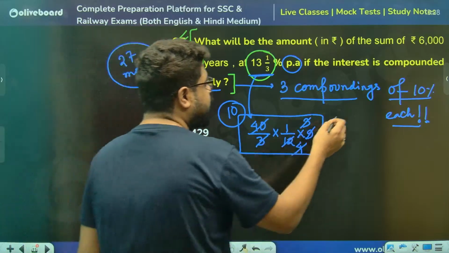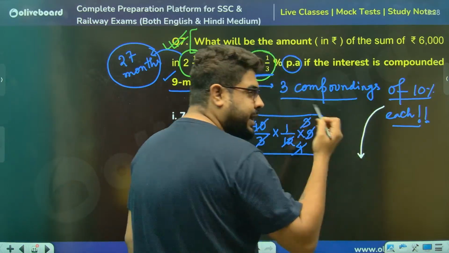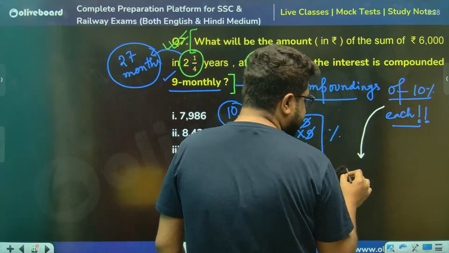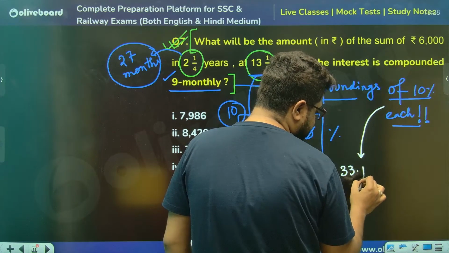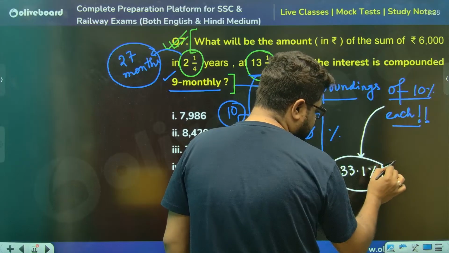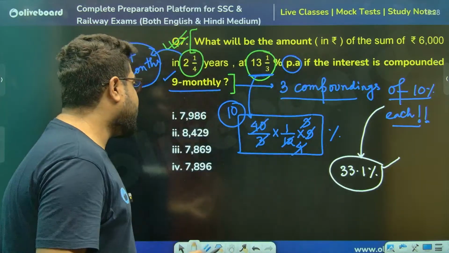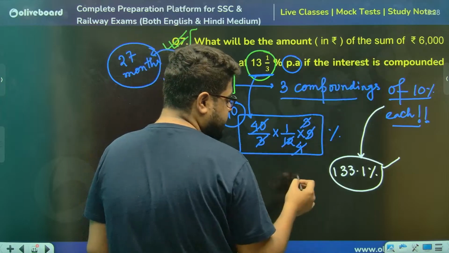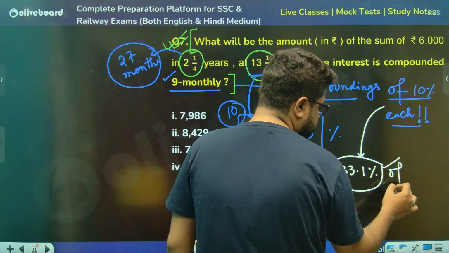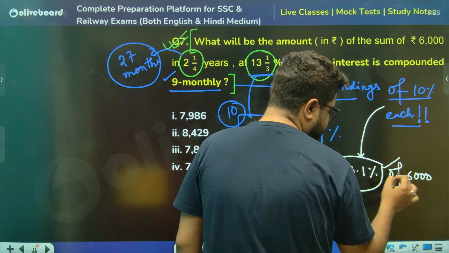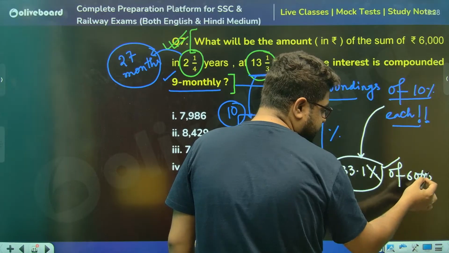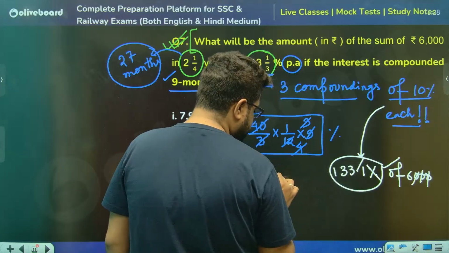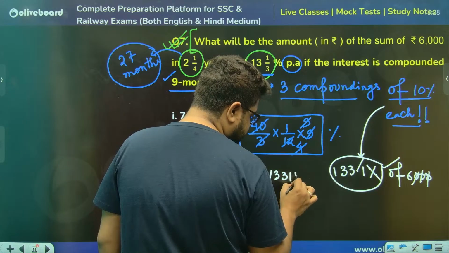10% three compoundings, you can either go with the ratio technique or with the AB theorem, which you should know. 10%, 10%, 10% gives you 33.1%. You should already know this. So your amount will be 133.1% of 6,000 rupees. The double zero will cancel with the percentage and 10 will cancel with this. So the answer will be 1331 into 6.